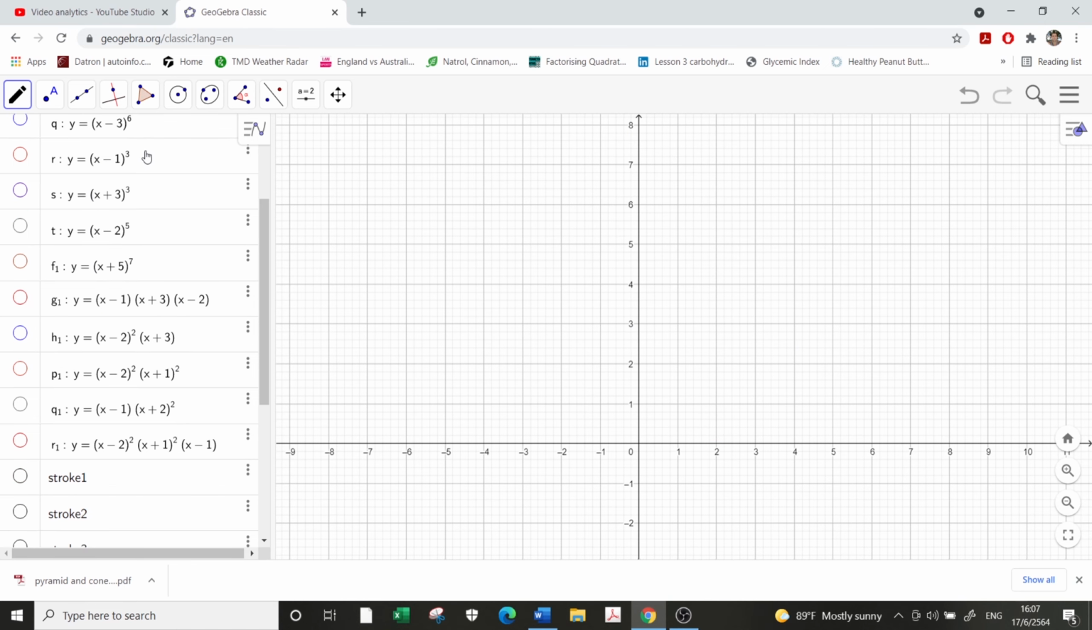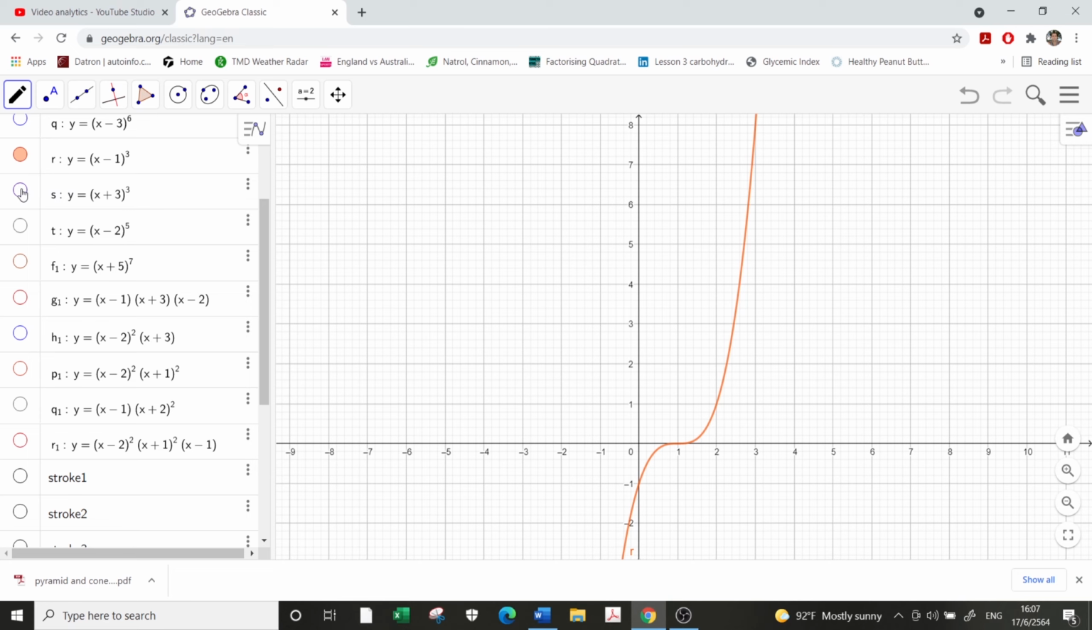In the next set of polynomials, the power is an odd number. Notice we have 3 here, we have 5, and we have 7. So let's see what happens to these. For x minus 1 cubed, we have an x-intercept of 1. But notice now the graph is cutting the x-axis, okay? And that is because we have an odd power here.